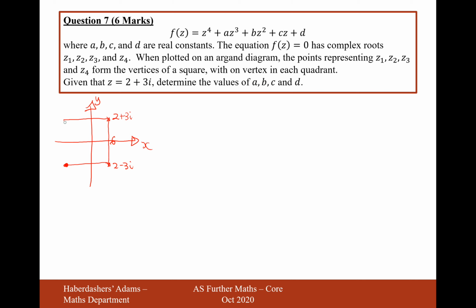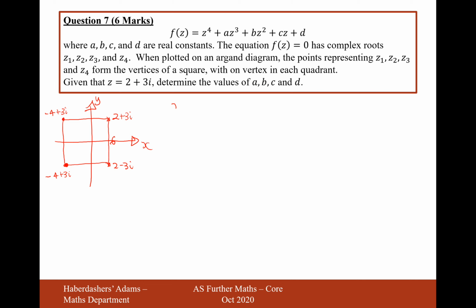So we've got 2 more points here and here. So now if this dimension is 6, then we need to go 6 to the left, so that would be minus 4, and still on the 3i, minus 4 plus 3i. So now we know all 4 points for z1, z2, z3, z4. Now we just need to work out what the quartic equation is.